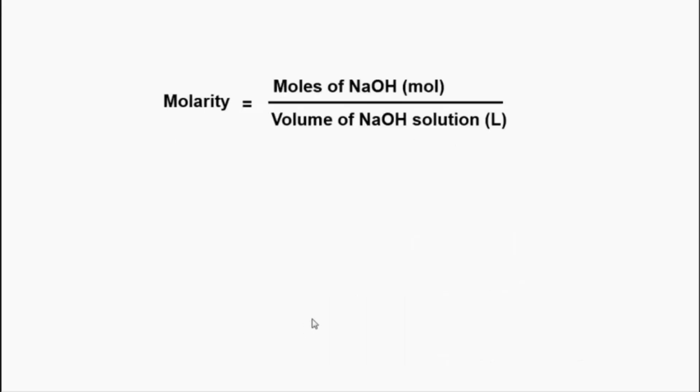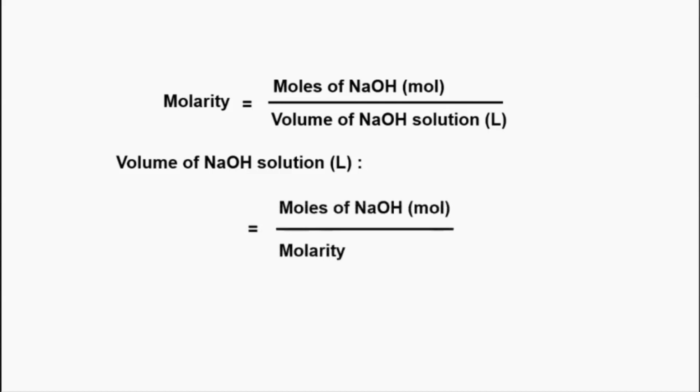Next, we want to determine the volume of the solution. Since the molarity of the sodium hydroxide is already given, and we have already determined the moles of sodium hydroxide from the previous stoichiometric relationship, using this equation we are going to calculate the volume of sodium hydroxide solution needed to react with the sulfuric acid. So we just rearrange this equation. Since we want to determine the volume, the volume of sodium hydroxide solution in liters equals moles of sodium hydroxide divided by its molarity. So the mole is 0.